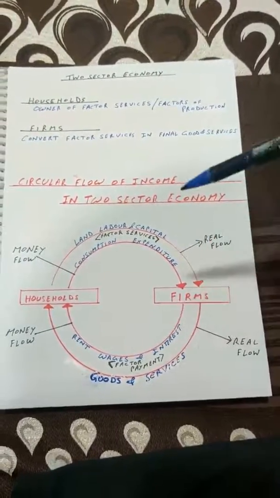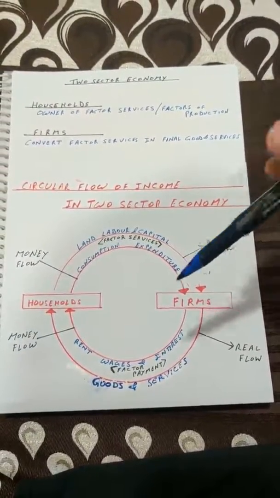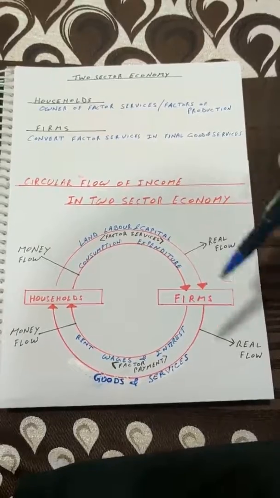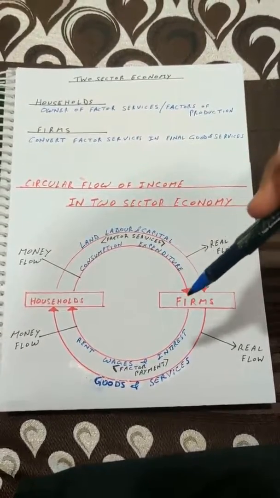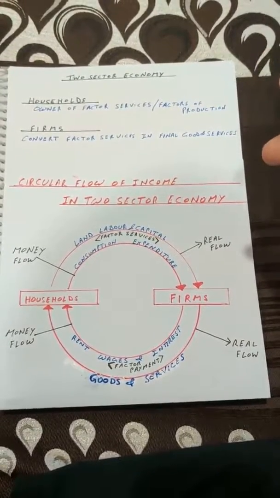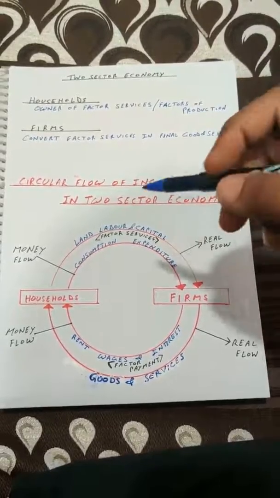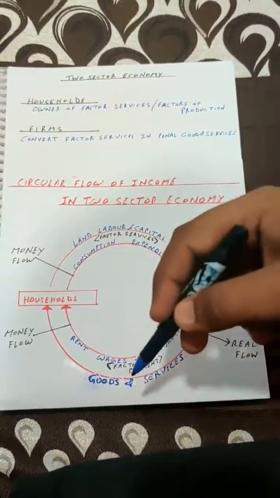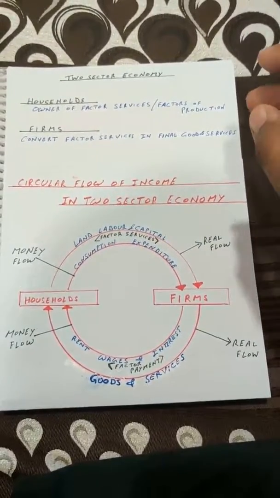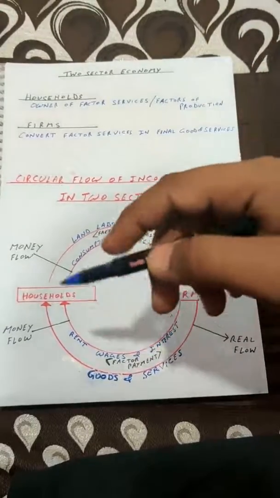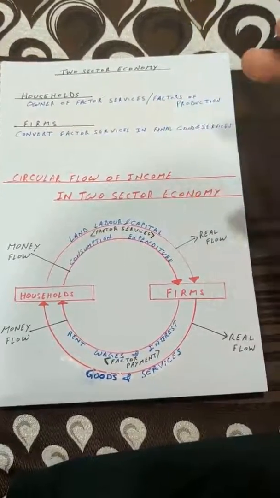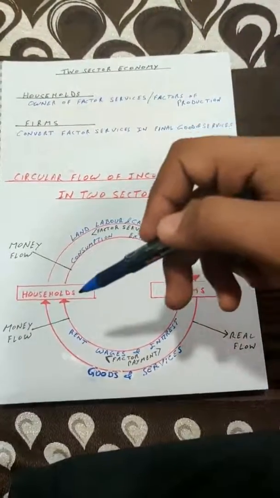Now, when this real flow takes place, something is paid against this real flow, that is the flow of money. Money flow is nothing without the real flow. If there were no factor services and goods and services, then the money flow would not take place. So the presence of money flow depends on the presence of real flow only. Money flow is nothing more than the flow of cash, the flow of money in any form between these two sectors, households and firms.